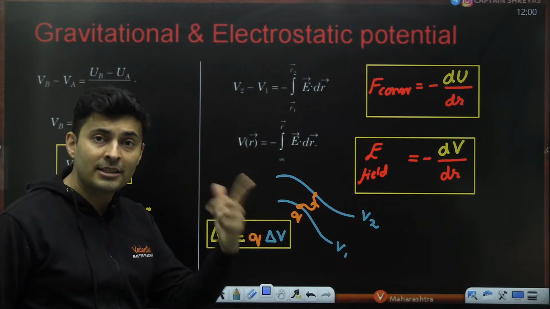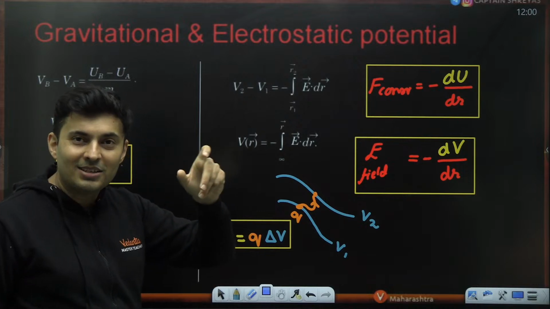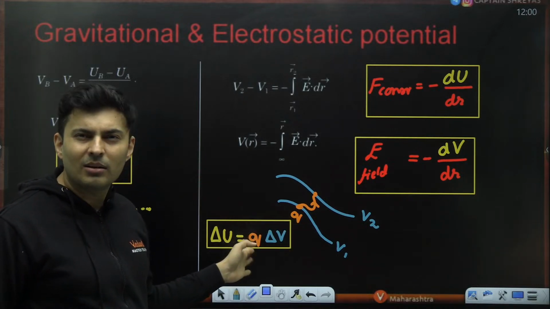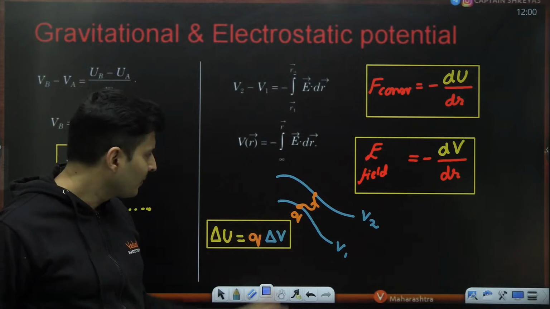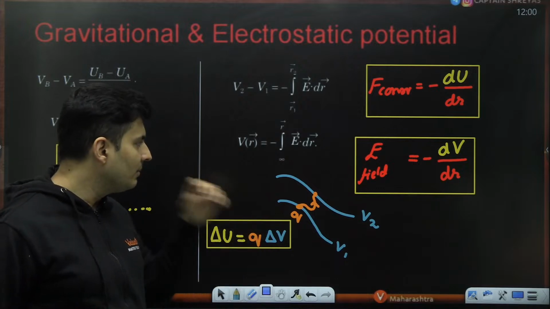The kinetic energy that it gains is e into V, the voltage that you accelerate through, times the charge: QV or QE, whatever, you might have seen these formulas. So that same concept is used in modern physics also. So keep these things in mind.